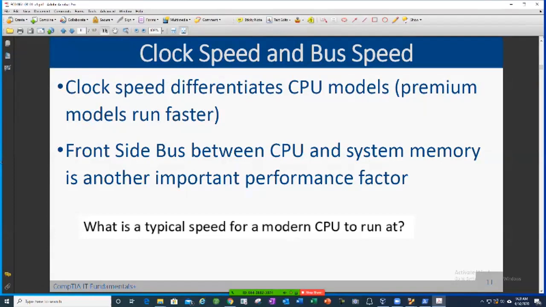So what is a typical speed for a modern CPU? We talked about this. I would say from 1 to 4 gigahertz, but the typical is around 2. Mine is 3 gigahertz, but this is a very powerful computer. The average is that most people have computers that run at around 2 gigahertz, but it depends on your budget.